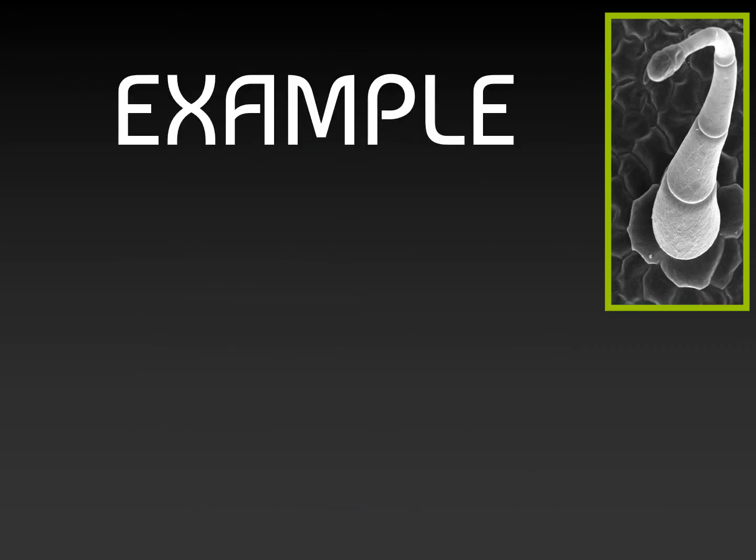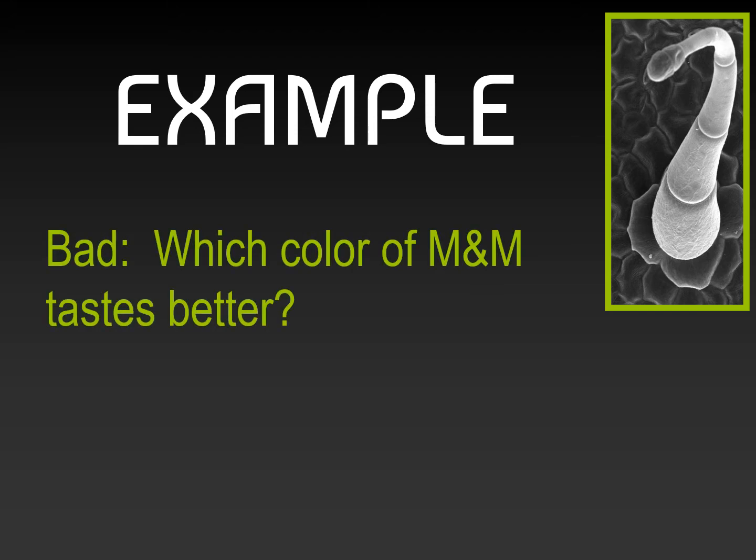All right, let's look at an example, and maybe that will clarify what I'm talking about with testable. Let's look at a bad question first. A bad question: which color of M&M tastes better? Your key word in this sentence right away is the word better. That implies an opinion. Even if you asked people and took surveys, it's still their opinion. It's not a fact.